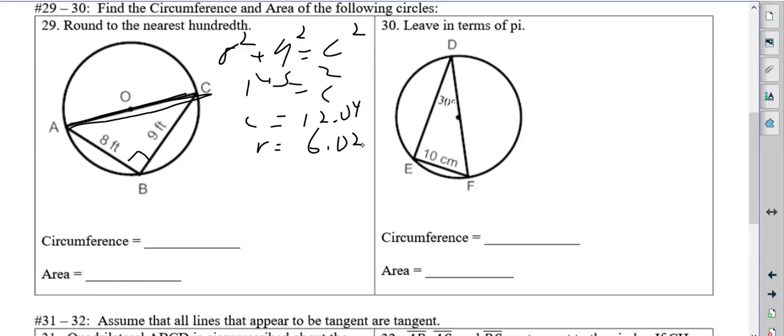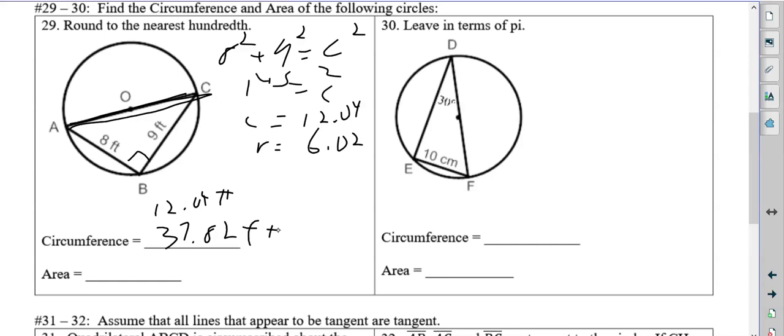Now remember, circumference is the diameter times pi. So 12.04, nope, sorry. It does say rounded to the nearest hundredth, so we can't leave it in terms of pi. Well, I'll just put it here. 12.04 pi. So if we type that in our calculator, we get 37.824, which means 37.82 feet.